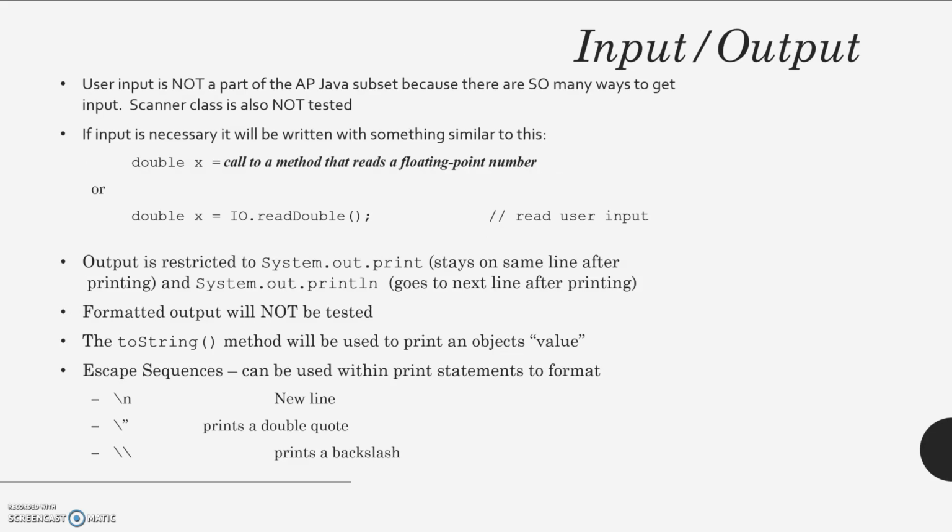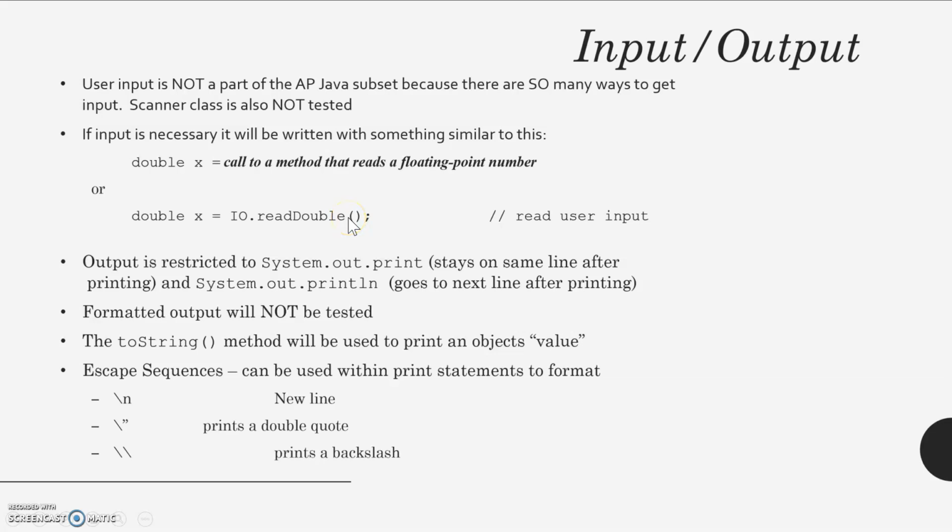Inputs and outputs. When it comes to the AP exam, you will not be required to read or scan anything from the user. If by chance there is a situation where something will be needed to scan, you'll see some notation like this, where they either tell you that they're reading that, or they'll oftentimes give you this IO, read integer, read next Boolean, whatever. But this is typically the notation that you will see out of those.